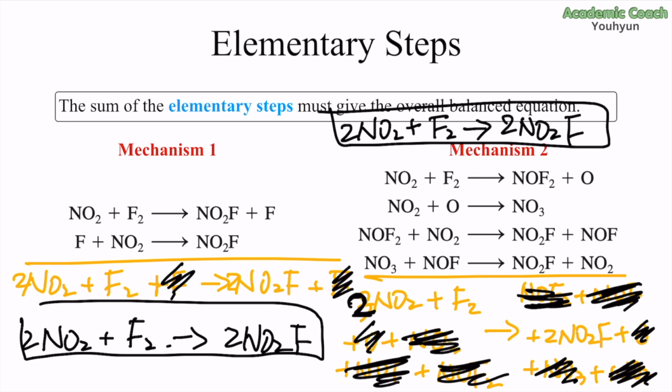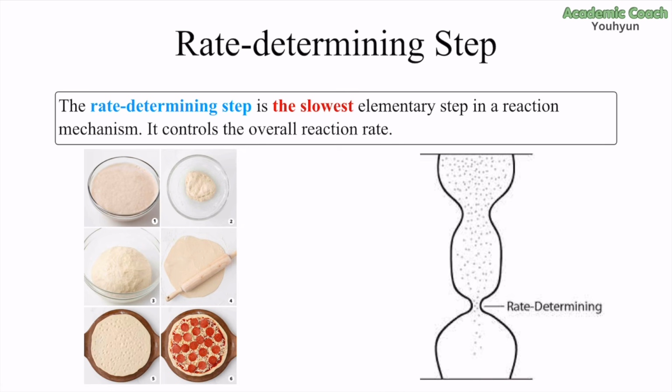This means that both mechanism 1 and 2 might be the right answer, but eventually there will be only one answer. So to figure out which mechanism is correct, we will have to take a closer look at these elementary steps. Out of all of those elementary steps, we call the slowest one the rate determining step.